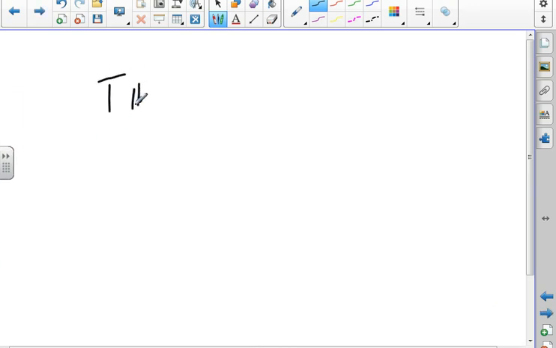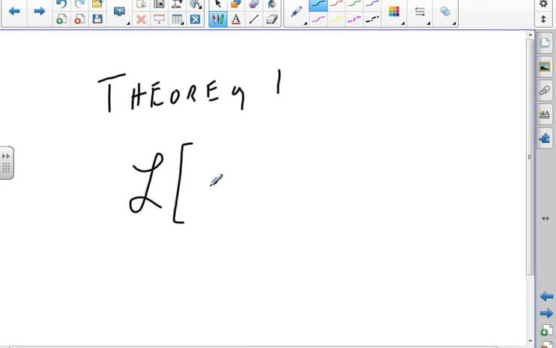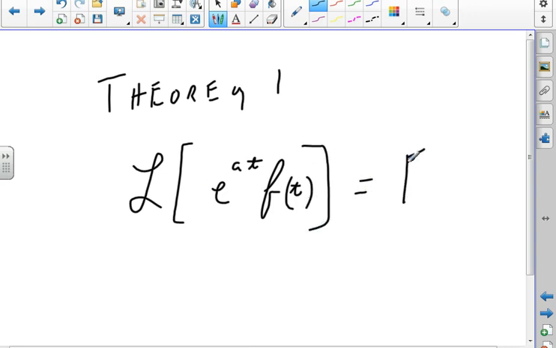Then we have an interesting theorem, Theorem 1, that says if I were to take the Laplace transform of e to the at times f of t, that would be F of s minus a.